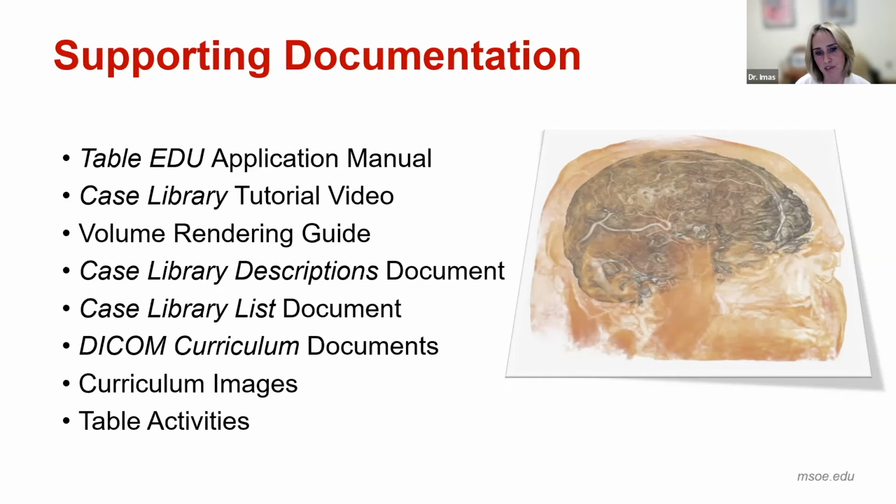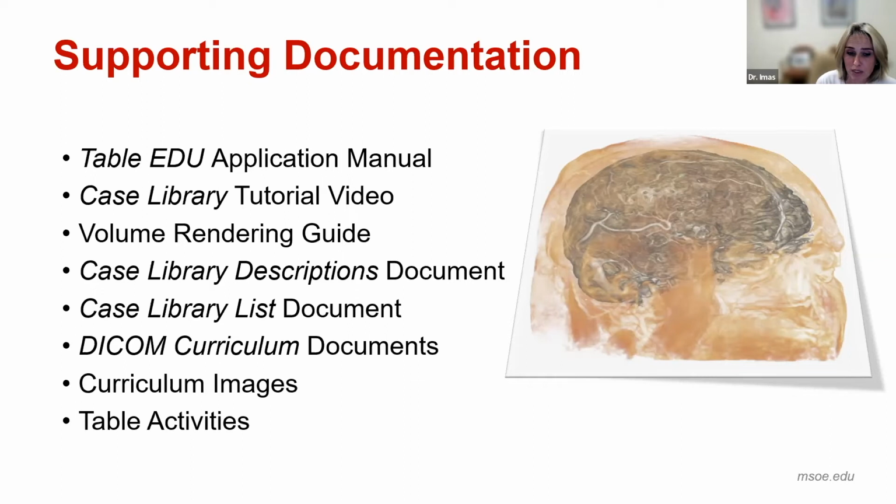The case library itself, as I said, there are hundreds of cases in here. I want to say it's over 1,000, if I'm not mistaken, probably more. So it helps to know what's in the library. There is a document called Case Library Descriptions, where every single case is described with its clinical history as well. So if you're looking for a specific case, it really helps to just open that document. It's very long, but you can go through it and identify cases that would be useful for your application. There is a supporting document known as the case library list. That one just basically lists all the cases with their corresponding case numbers.